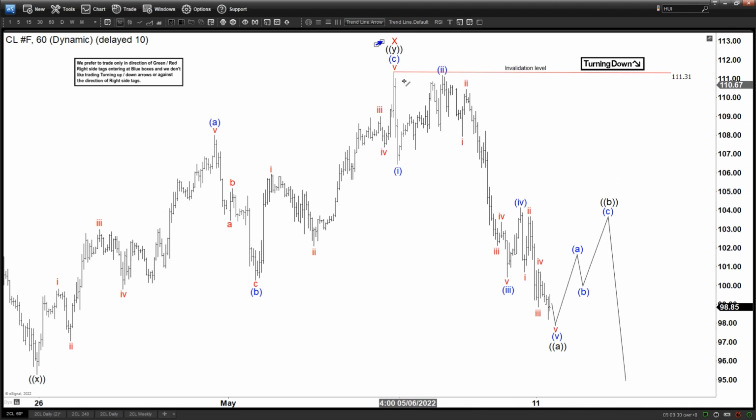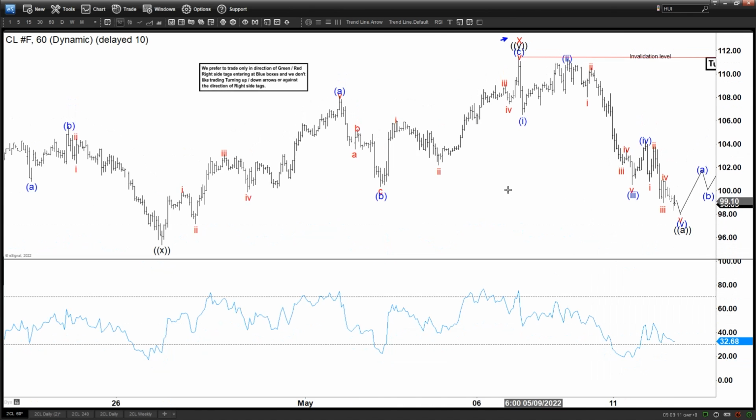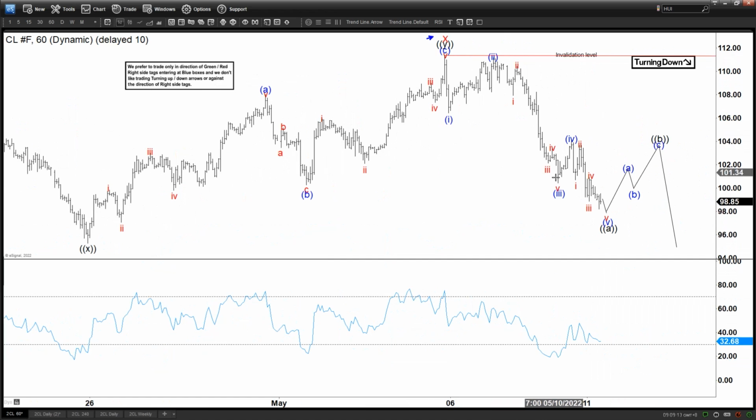So the Y leg is in the form of an A, B, C, and the A is in 5 waves. You can check out here the momentum. You can see a classic 5 wave structure here, 1, 2, with extension in the 3, and then the 5 comes with the divergence as well. It's a very classic textbook 5 waves down.